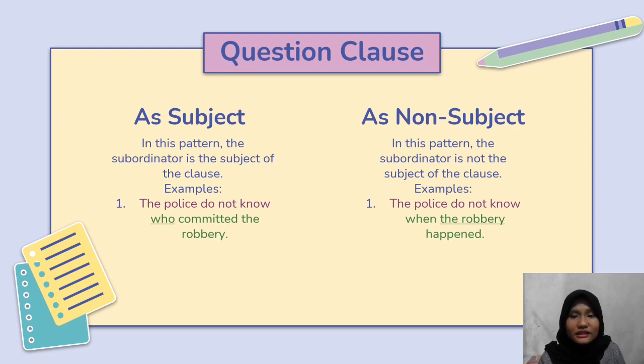Now moving on to non-subject. In this pattern, the subordinator is not the subject of the clause. For example: the police do not know when the robbery happened. You can see in this example, the question clause is not formed as when did the robbery happen, which would be an interrogative sentence. Instead, it is formed as when the robbery happened. The helping verb did does not appear here because the question clause is formed with the formula of a positive sentence.